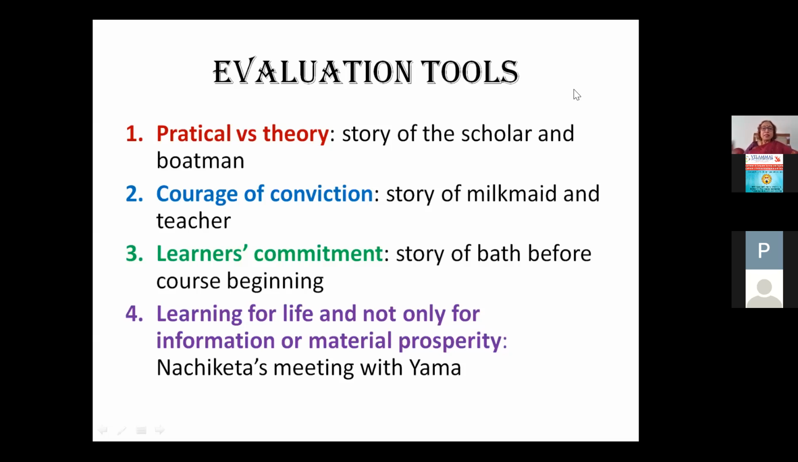Very often, there are arguments in the classroom, but a teacher who has the courage, or a student who has the courage, is able to share their viewpoint.